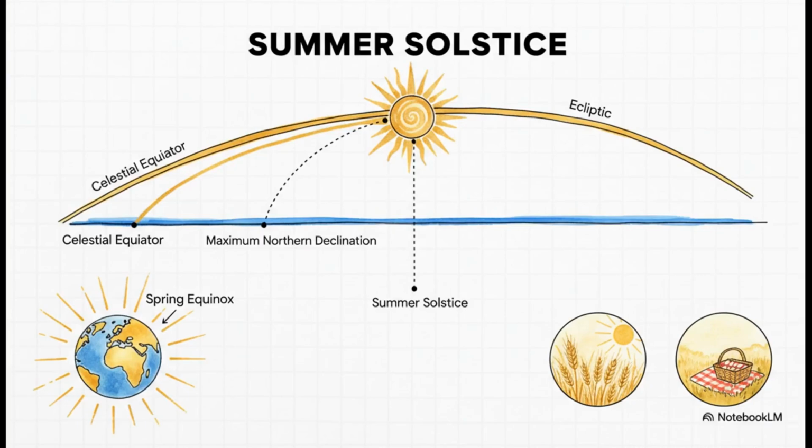Okay, let's jump forward 3 months to around June 21st. The sun has now traveled a quarter of the way along the ecliptic and has reached its maximum northern excursion from the celestial equator. This point is the summer solstice.